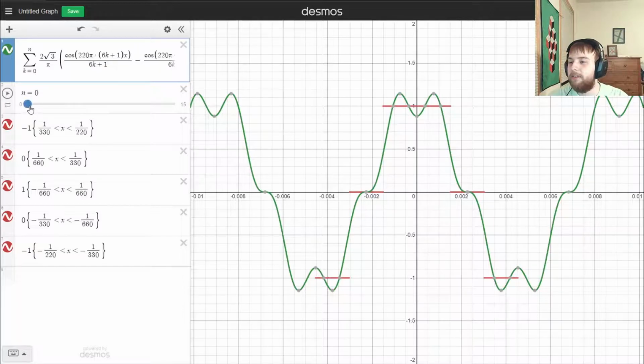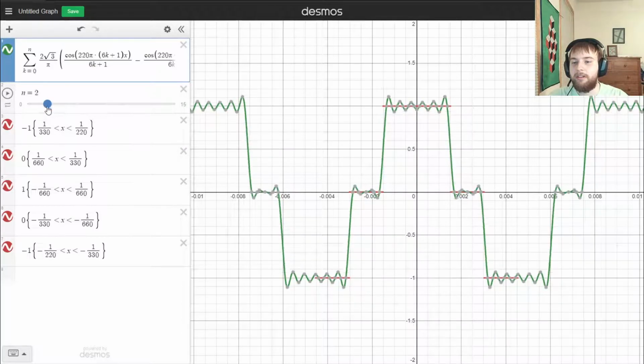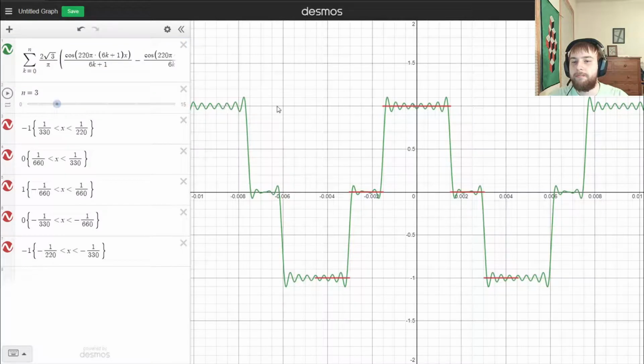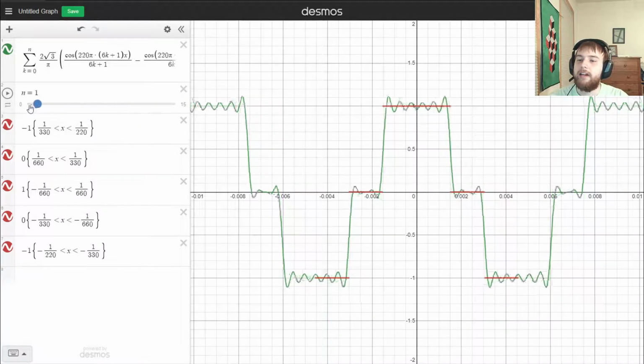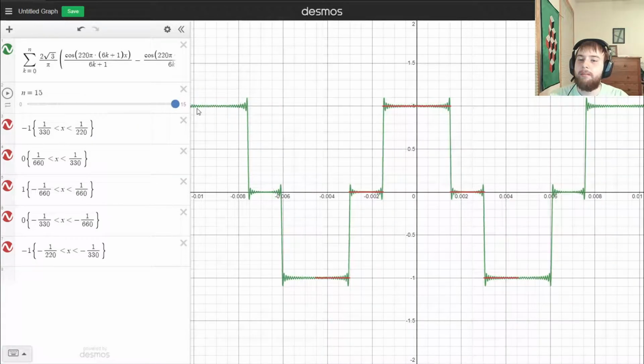So this adds 2 terms at a time. There's not really a good way to do it otherwise. So this is the first 2 terms, and then you can keep on adding terms. Yeah. So as you keep on adding terms, it gets closer and closer. This overshoot at the beginning never really goes away. But yeah, you can see that it does get a better and better approximation the more terms you add.